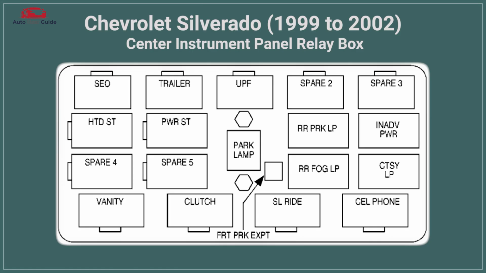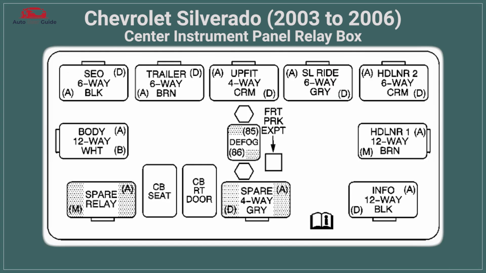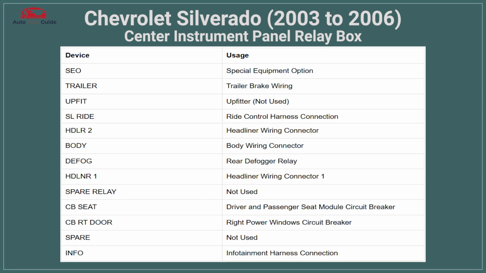The center instrument panel relay box in the 1999 to 2002 Chevrolet Silverado contains relays for key functions. The center instrument panel relay box in the 2003 to 2006 Chevrolet Silverado houses relays for systems like retained accessory power, warning chimes, and the HVAC blower.